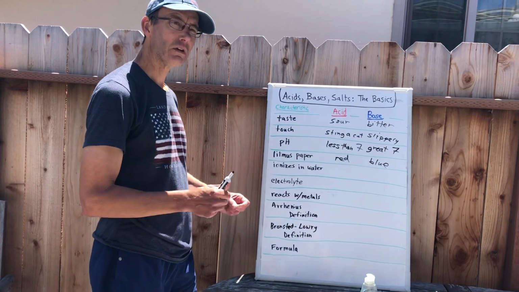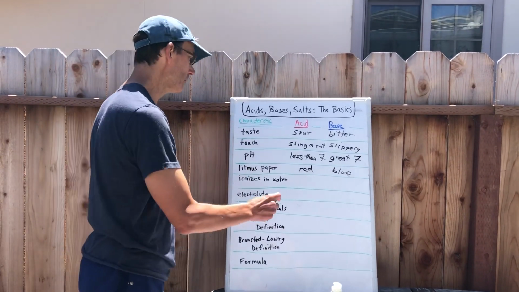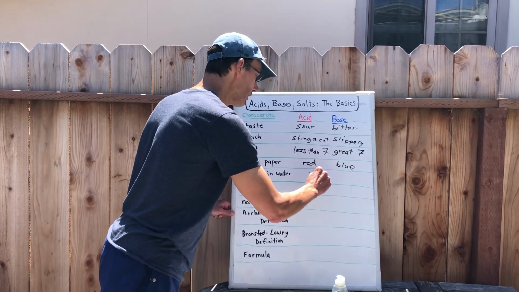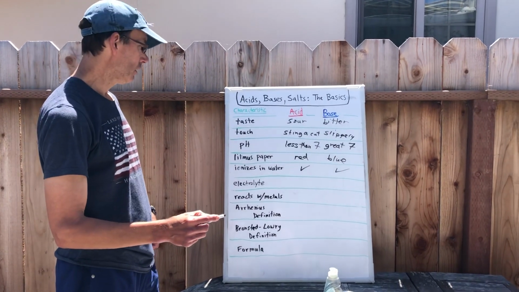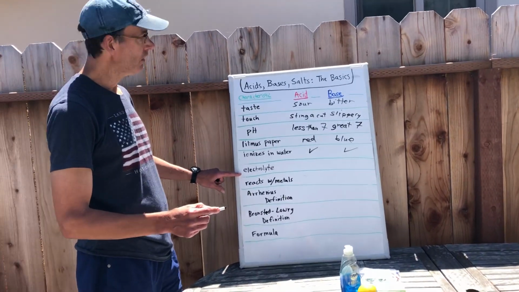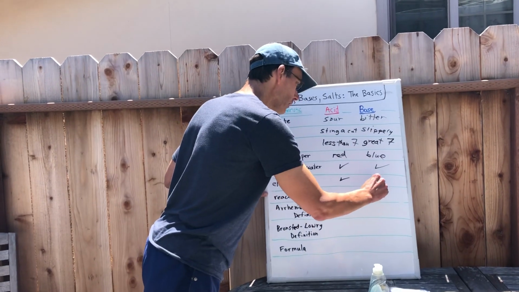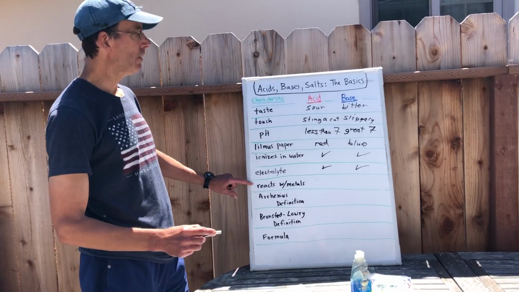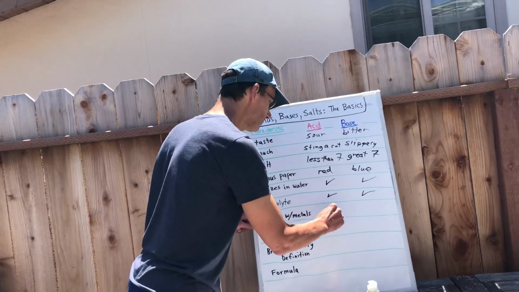Ionizes in water means they divide up into positive and negative ions when you put them in water, and they both do that. So that's a yes and a yes; acids and bases both ionize. Electrolytes means they conduct electricity, and both acids and bases do conduct electricity. Reacting with metals: acids do react with metals, bases no.